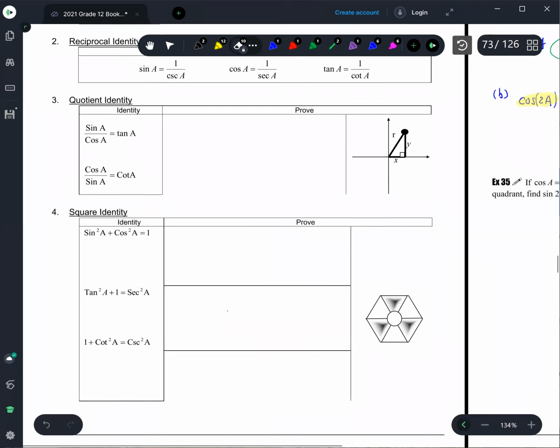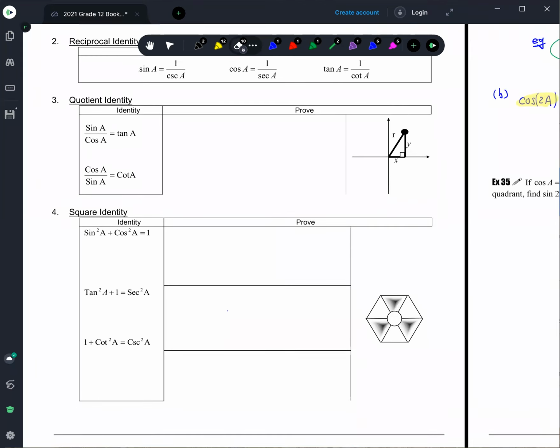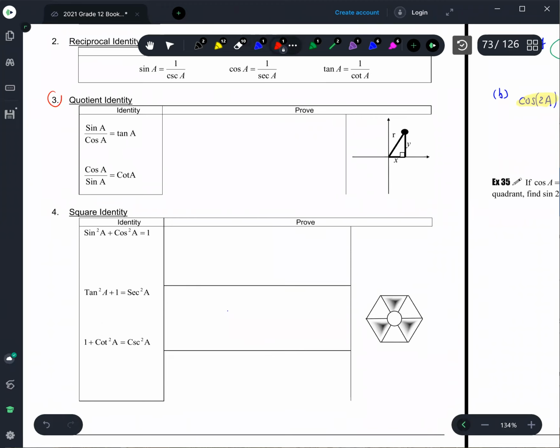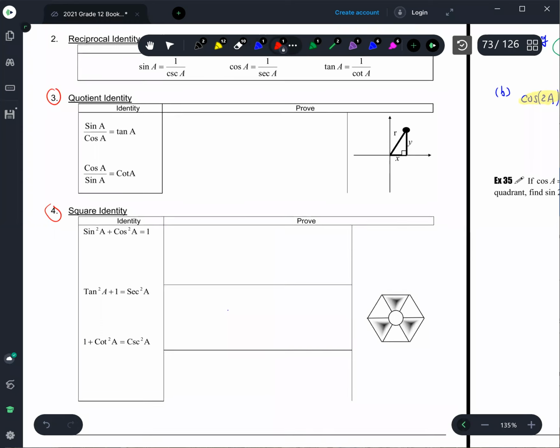So the other two identities that we need are called the quotient identity and the square identity. These two, we won't be using for the homework today, but they will be on the quiz next time, because next week's lesson will need all the identities. So that's why I give you a week to memorize those ones.